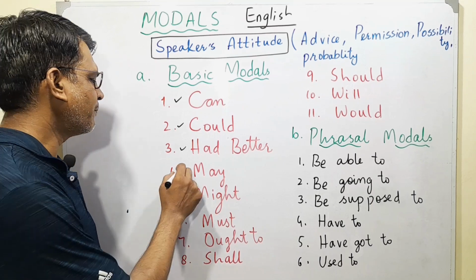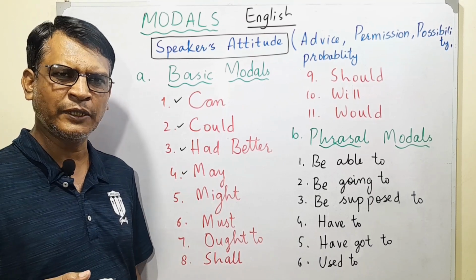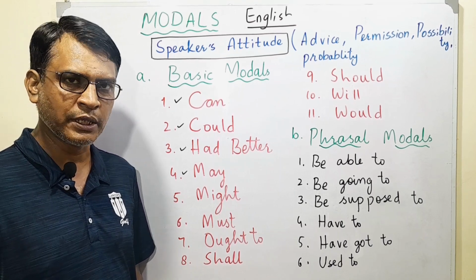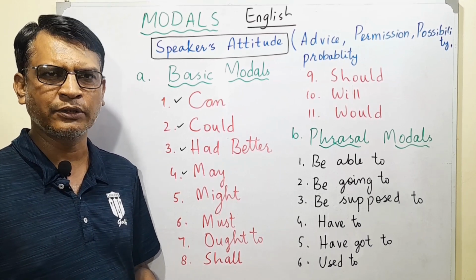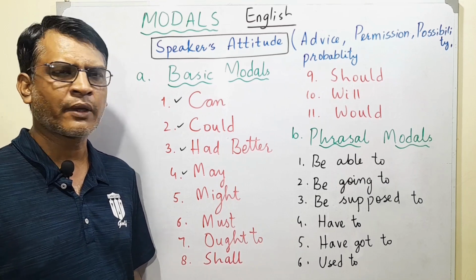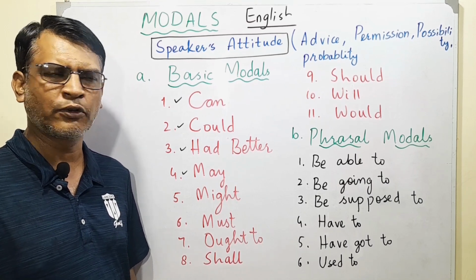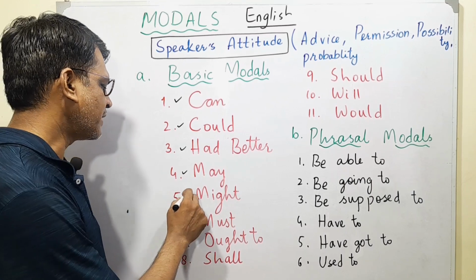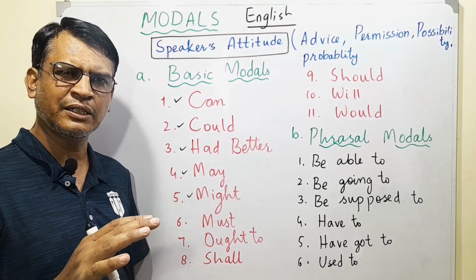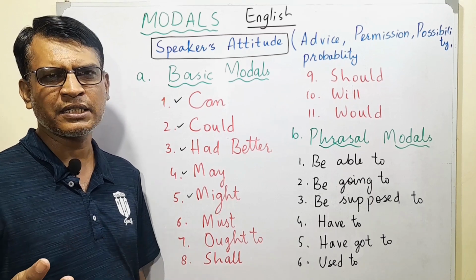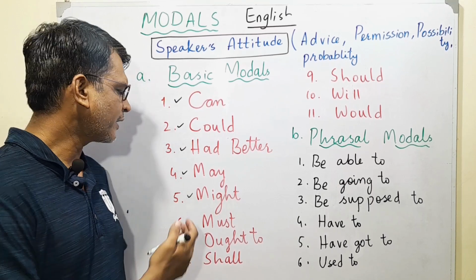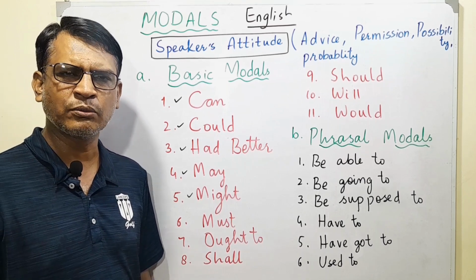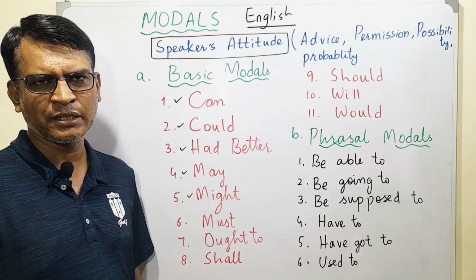Then we have may. May is an expression that talks about permission and possibility. So a very common sentence is, may I come in? May I borrow your pen? May I use your phone? Or, it may rain tomorrow. Then we have might. Might is slightly less than may. So if I say that may is around 50%, then might would be 45%. So we may say that it might rain tomorrow, in comparison to may.